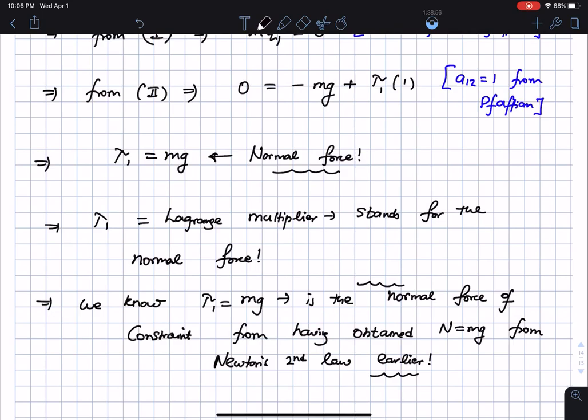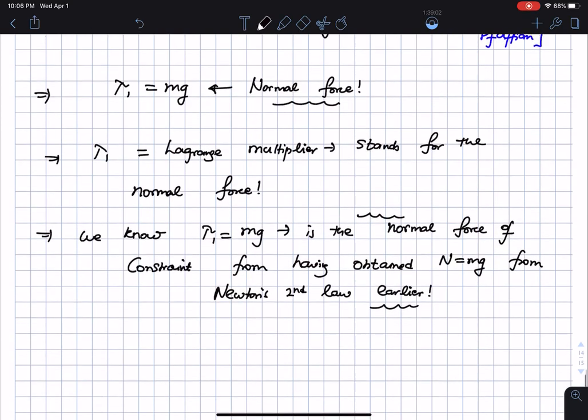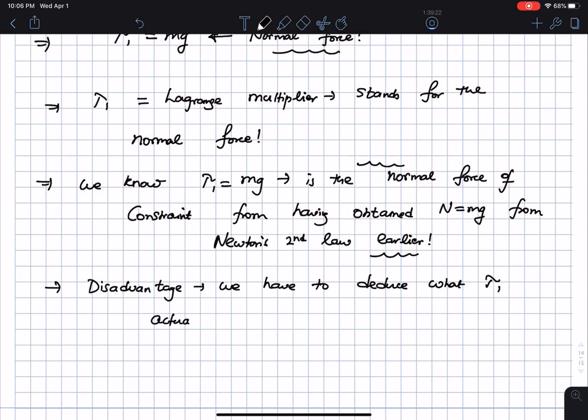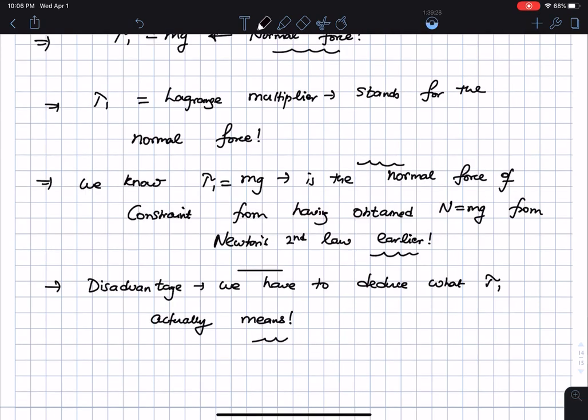So a kind of shady thing here is that we don't know what this lambda 1 is to begin with, but then we have to deduce it. That is one disadvantage of the Lagrange multiplier method. I just want to make a very quick note: we have to deduce what lambda 1 means. As you see here, suppose I have to find constraints, and perhaps the Newtonian way of solving problems is a better idea.